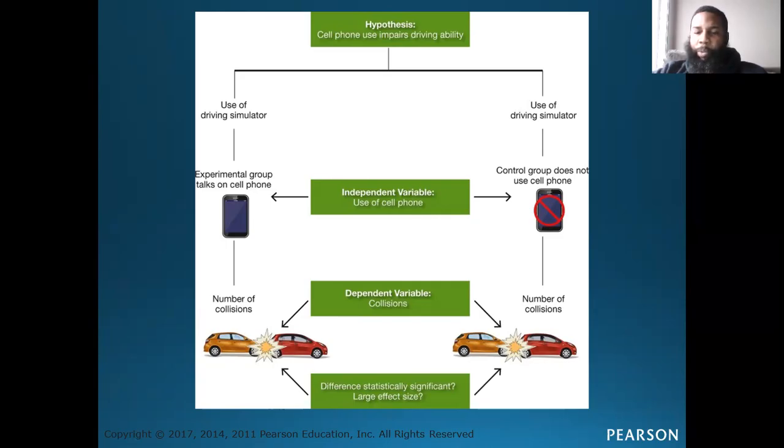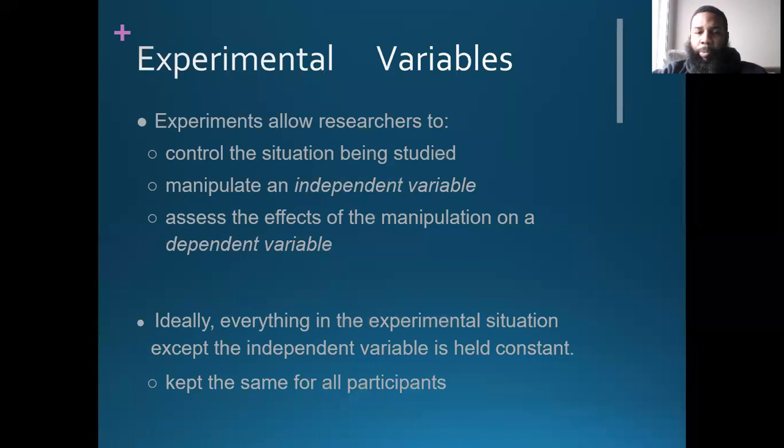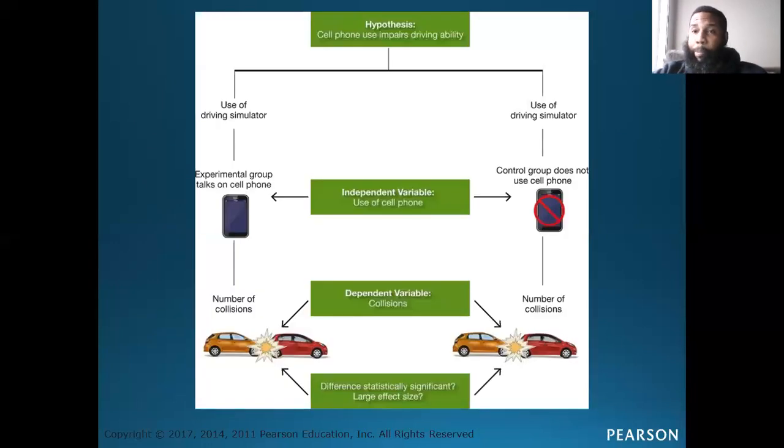So we have two groups. We have our experimental group, we have our control group. The experimental group gets the treatment, right? So in the experimental group, we allow them to talk on their cell phones while they're in the driving simulator. But the control group does not get the manipulation. So the control group just sits in the simulator. It doesn't talk on the phone at all. Do you see that? One group talks on the phone, the other group doesn't talk at all.